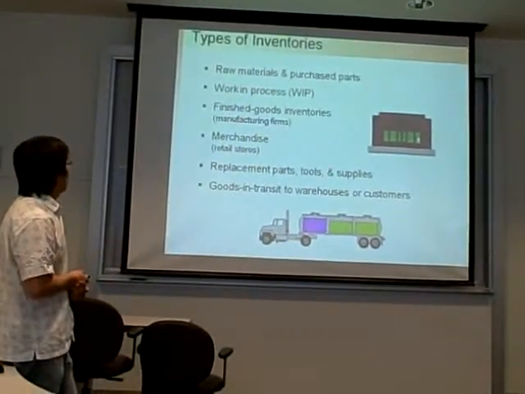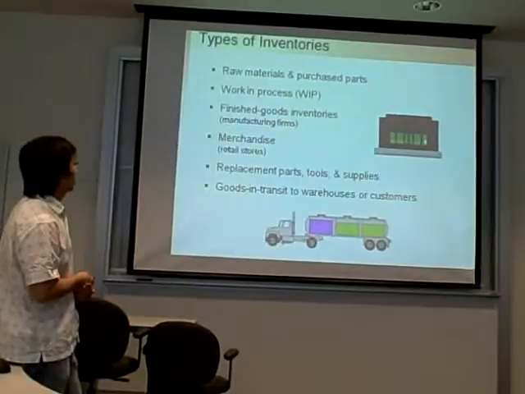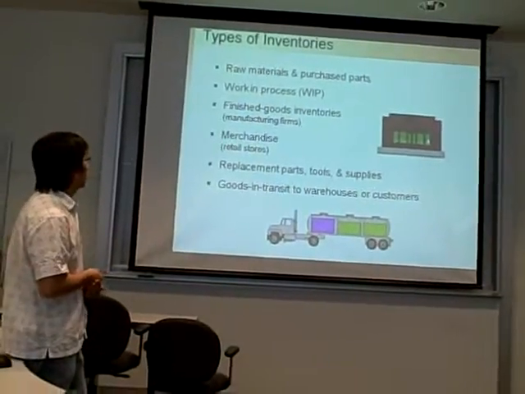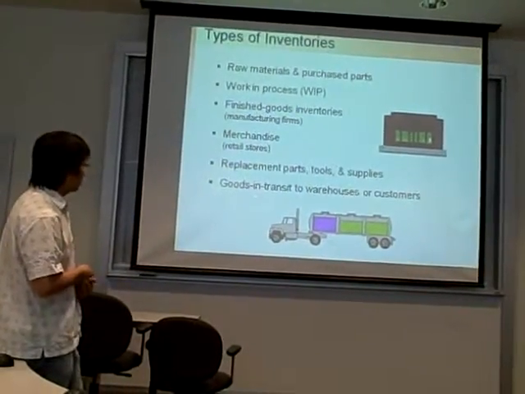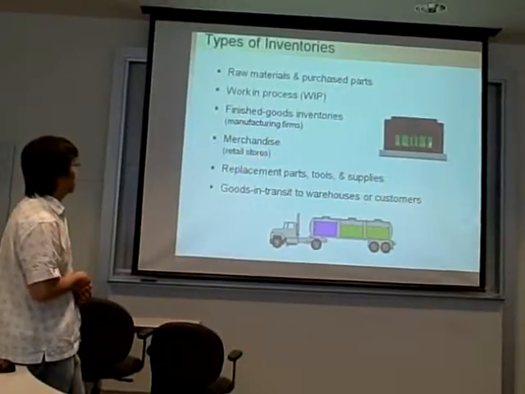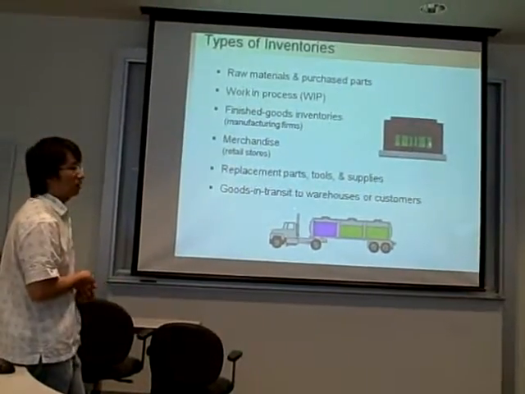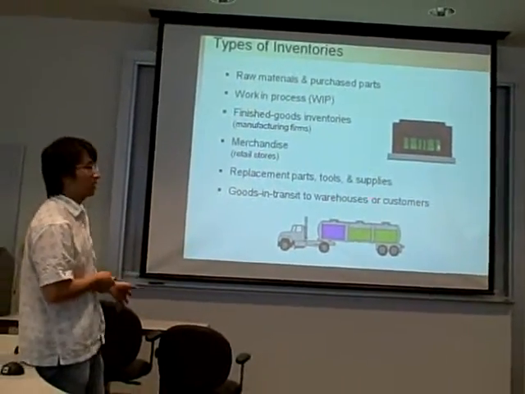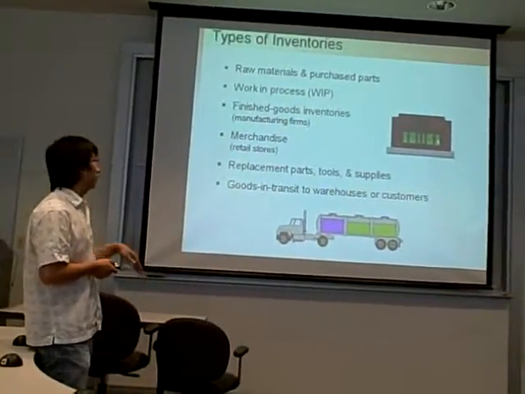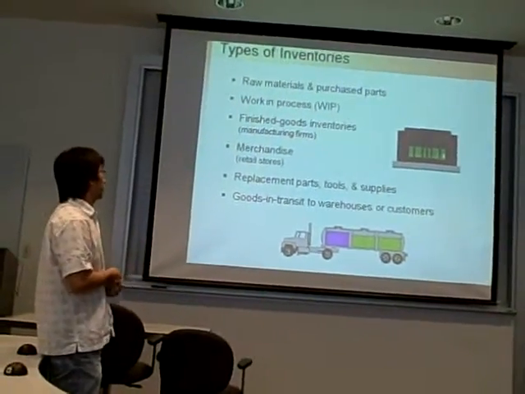And there are other types, which are replacement parts, tools, and supplies. This part is very important in our major. We always started with it. Goods in transit: we try to minimize the cost of the inventory that is in transit.